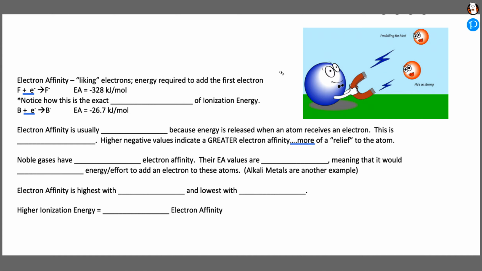All right, let's keep going. So now we're going to talk about electron affinity. Electron affinity is basically how much an atom likes electrons, and it's the energy that's required to add the first electron. So this is the exact opposite of ionization energy. Ionization energy was talking about how do we get rid of one. Electron affinity is looking at how do we add an electron to something.